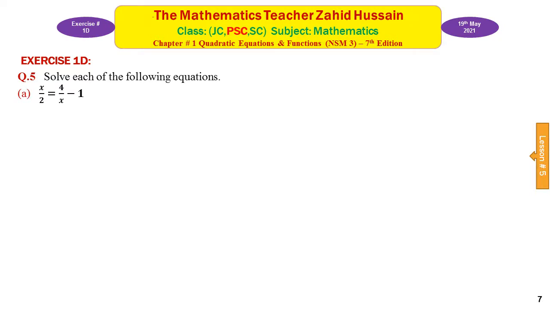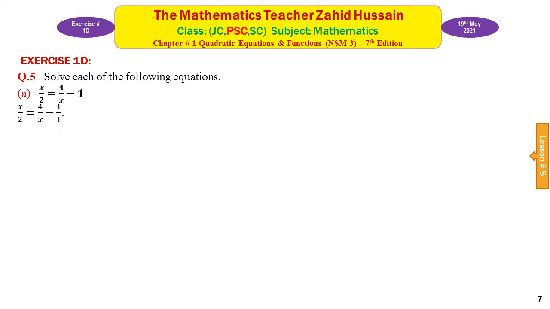A part of question number 5. x over 2 is equal to 4 over x minus 1. You can also collect the fractions having x on one side. Now if you take 4 over x to the left side too, x over 2 minus 4 over x is equal to minus 1. Or you can keep it this way, with one fraction on the left hand side and two fractions on the right hand side.